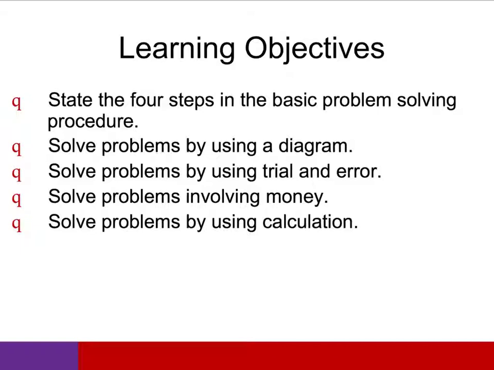First one, we're going to be able to state the 4 steps in basic problem solving procedure. Now this is a big thing right here. Our project that we do for chapter 1 is actually going to be about those 4 steps. We're going to be able to solve problems with diagrams, going through trial and error. That's probably a big one here, and that's okay. You don't have to use equations for everything, but trial and error will work. Solve equations with money and solve equations with calculations.